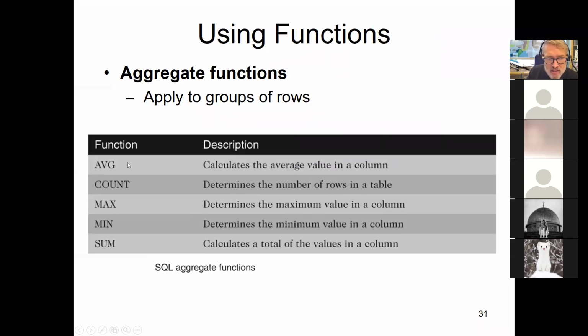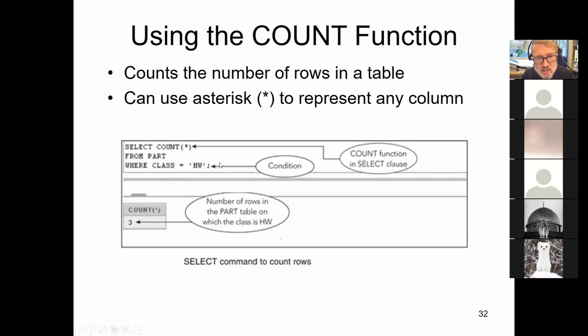These are our aggregates, average, count, max, min, sum. And so what you can do, you can limit the rows that they affect, but what they are going to do is just return like a single row, but based on the rows that you have applied them to with the where clause. So this count is only going to be for the records where the class is HW. And so that's what this is telling us, that there's 3 records where the class is HW.